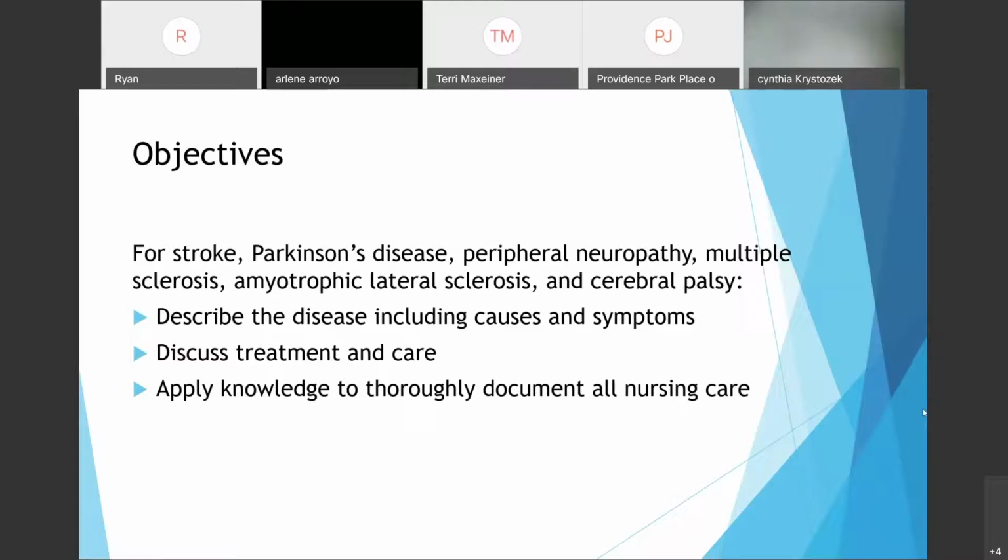So for each of these, we're going to describe the disease, including causes and symptoms, discuss treatment and care, and then apply that knowledge to thoroughly document all nursing care. Because as we've all been learning, and that includes me as well, the emphasis is going to be on documenting, providing evidence of the care that we are providing, and that all relates back to this new reimbursement model.